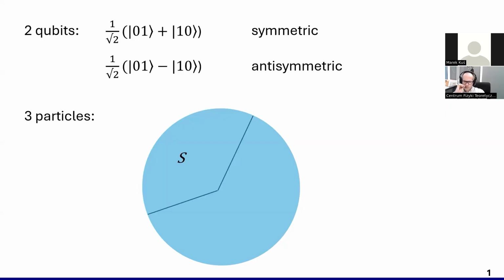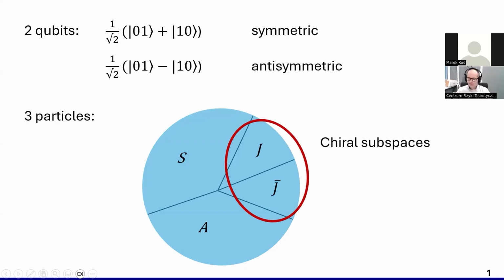And if we now consider three particles, we can have the same things. We can have symmetric states that are invariant under any exchange of two particles, and antisymmetric states that get a minus sign if we exchange two particles. But you can see I left some gap here, because there actually occurs another symmetry, which we call chiral subspaces. This is denoted by J and J bar for now.